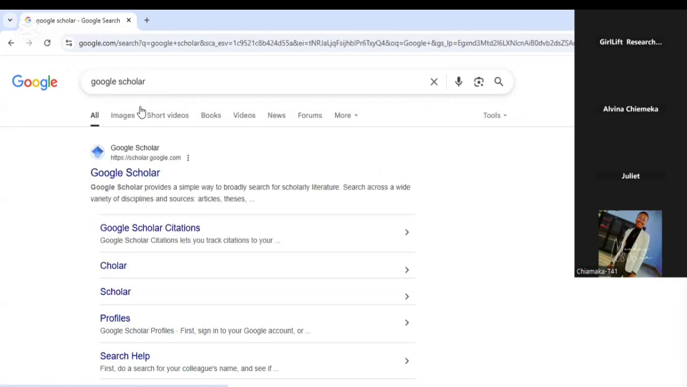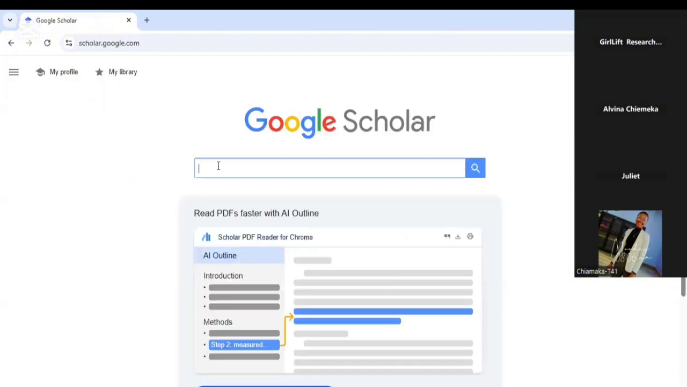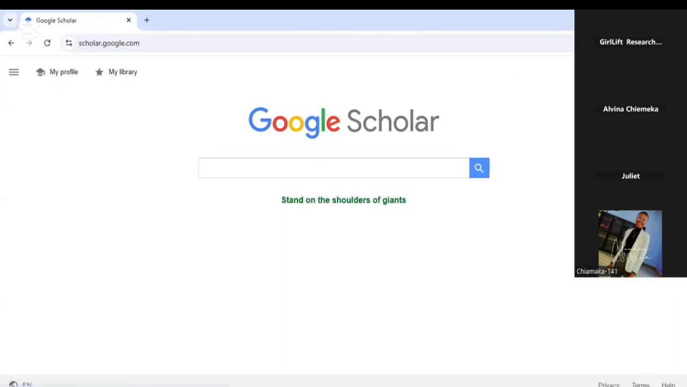So when you click on Google Scholar, you come here, you click here, and then it takes you here. Now, just like it says, stand on the shoulders of giants, you get a lot of papers here. When you want to search for a paper, remember you must have done your analysis. Remember we talked about outlining, analyzing your paper, your brief, right? So by now, you should have an outline. You should know what exactly you are looking for, right?